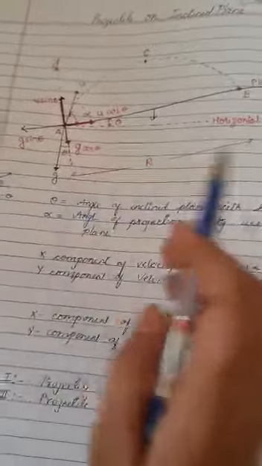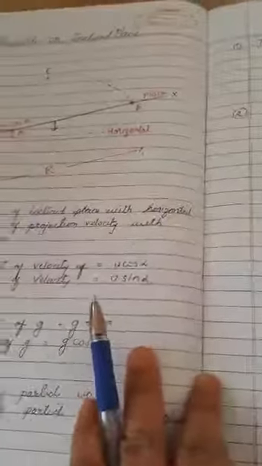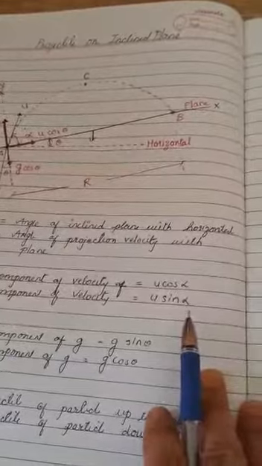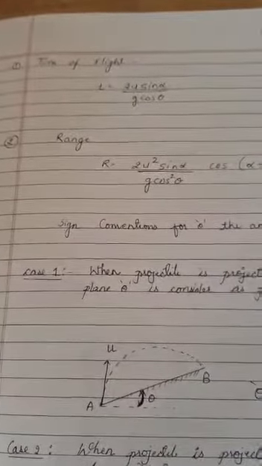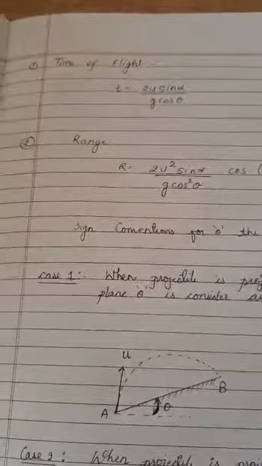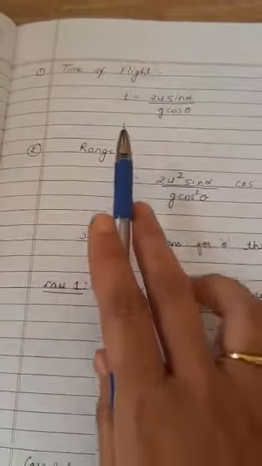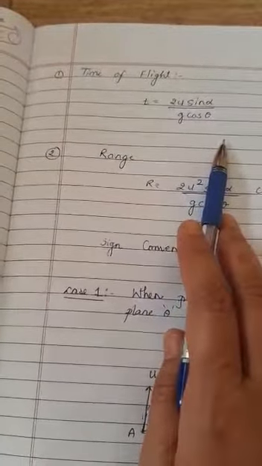Now to understand or to solve the problem related to inclined plane, we should know some terms. Like first, it is time of flight. We have already discussed in earlier video what is time of flight. For inclined plane, the formula to calculate time of flight is 2u sine alpha by g cos theta.